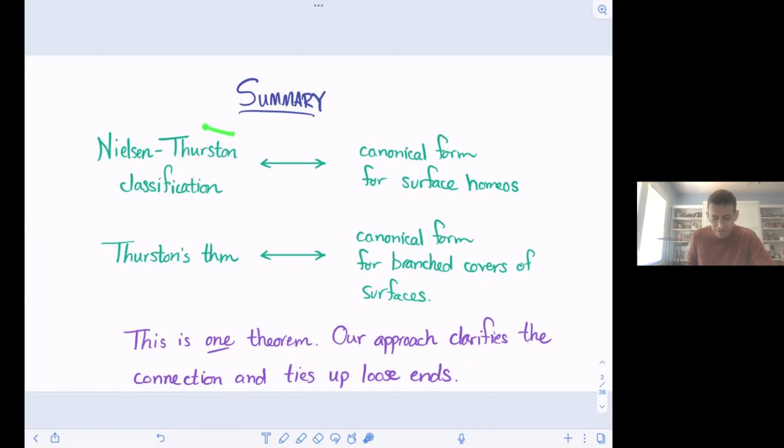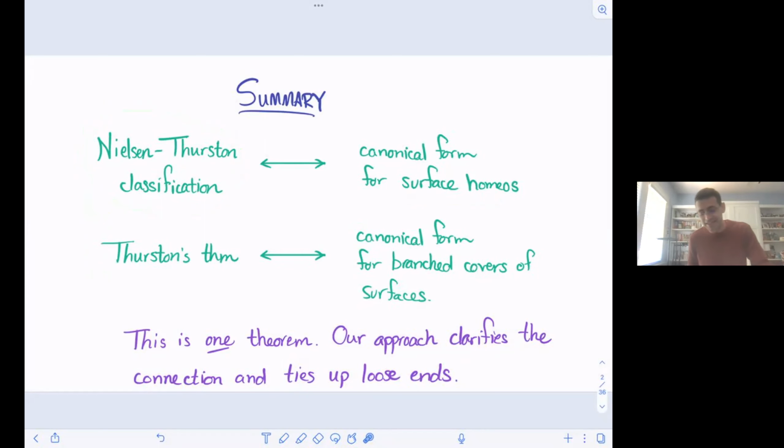So there's two theorems. There's something called the Nilsen-Thurston classification, which is about surface homeomorphisms, and it's a way of giving a canonical form for those. This is one of the main theorems in the theory of mapping class groups. And there's another theorem that's just called Thurston's theorem, which is a similar canonical form, but instead of homeomorphisms, it's for branched covers of surfaces.